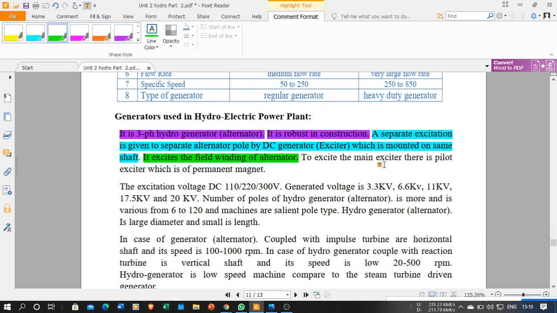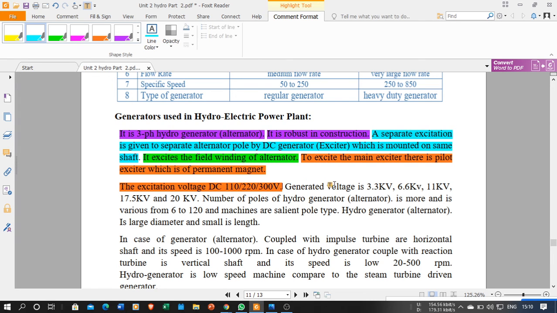To excite the main exciter, there is a pilot exciter which is a permanent magnet. For exciting this main exciter, we use the pilot exciter made up of a permanent magnet; basically these are very low capacity permanent magnets. The excitation voltage may be 110 volt, 220 volt, or 300 volt, and these are all DC.